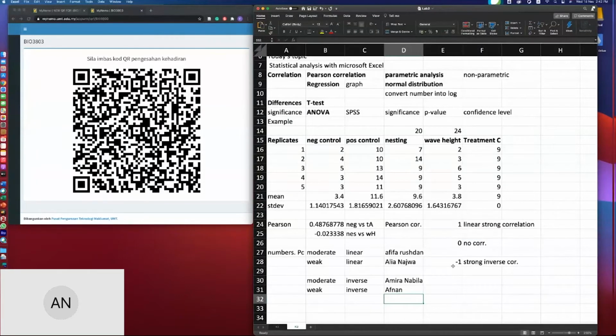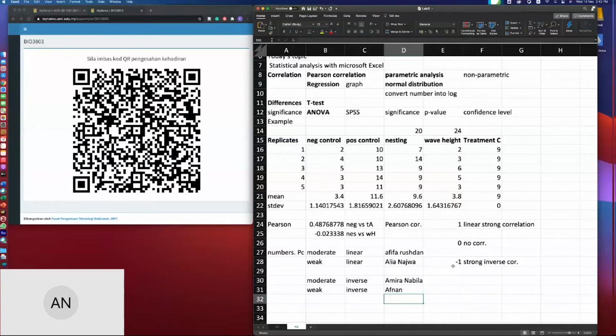Cuba lah doktor. Boleh, tak salah. Dipersilakan. Kalau moderate, maybe negatif 0.5? Negatif 0.5. Okey, ya betul. Untuk moderate, kita akan letak negatif 0.5. Terima kasih Amira Nabila. So, moderate inverse correlation.